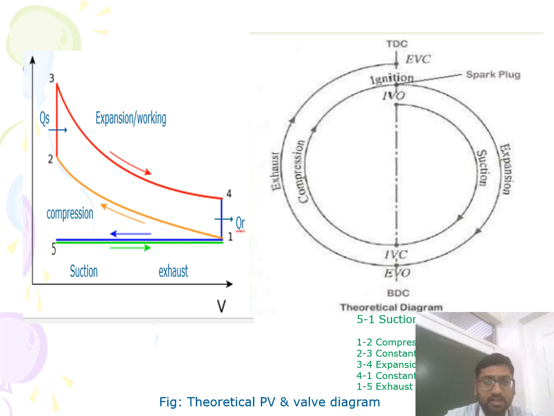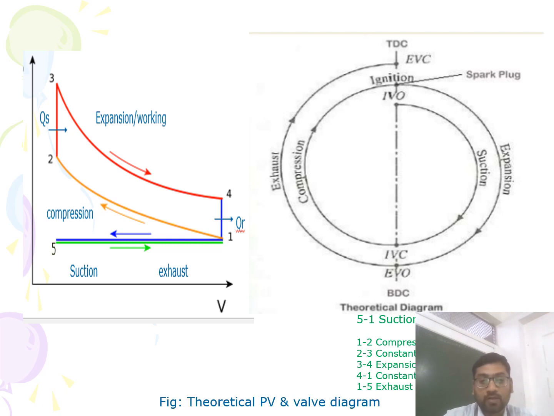Then 3 is the cycle's maximum pressure and temperature point. After that, the heat energy produced by the complete combustion of the gases forces the piston down towards the BDC, as you can see. So in 3 to 4, the piston travels from TDC to BDC. That's why the pressure and temperature drop up to point 4, and at point 4 the heat release process is carried out.